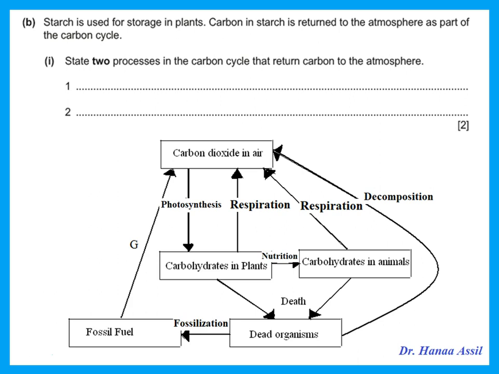And then what process will change the fossil fuel to carbon dioxide in the air? Of course, this is when we do combustion. Burning of the fossil fuel will give up carbon dioxide to the air. So the question said, state two processes that return carbon to the atmosphere. Which of these processes put carbon dioxide into the air? Actually, you can have combustion, respiration, decomposition. The only process that takes carbon dioxide from the air is photosynthesis.